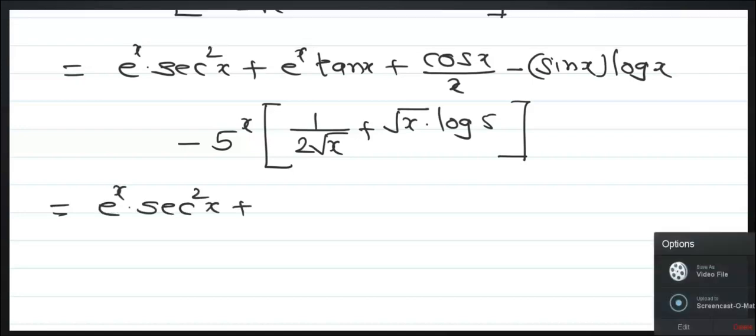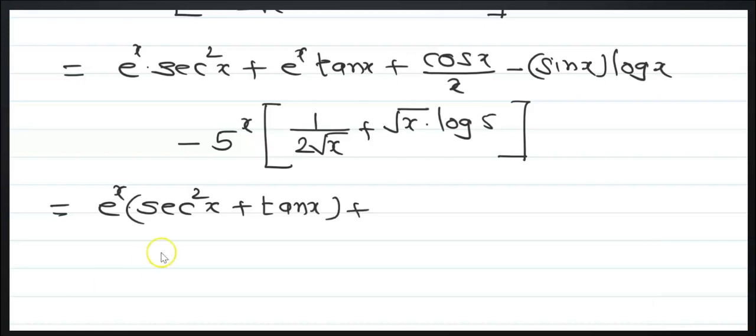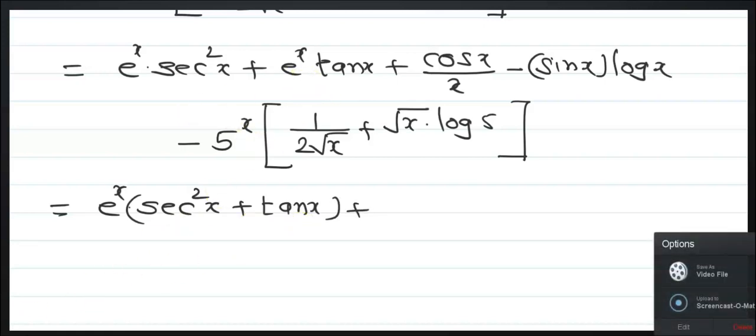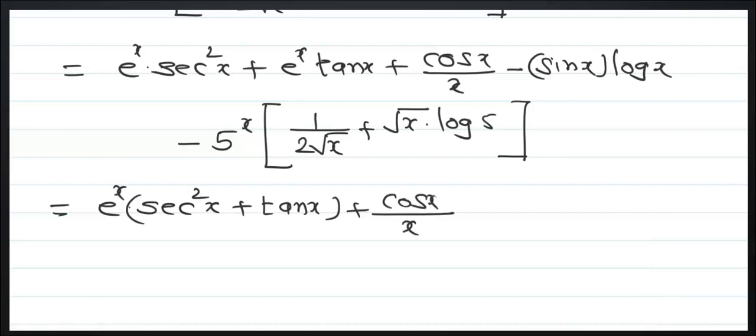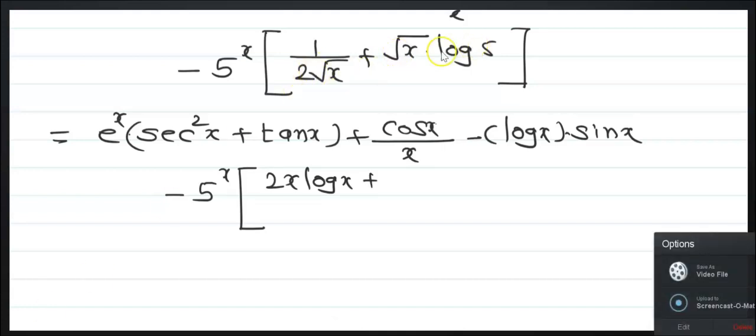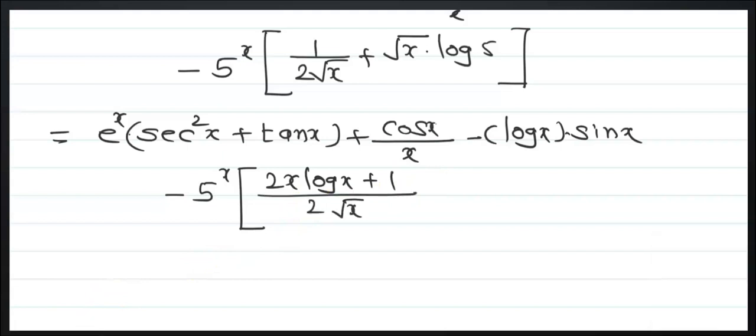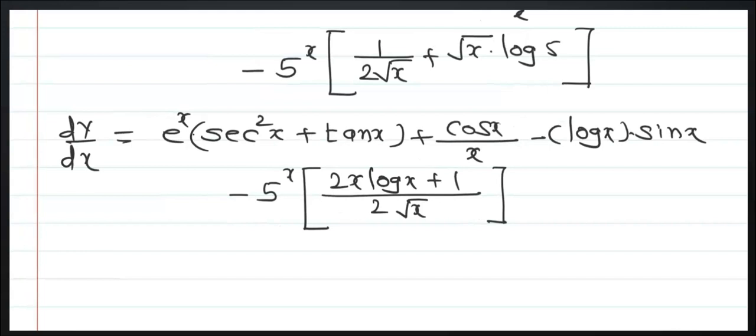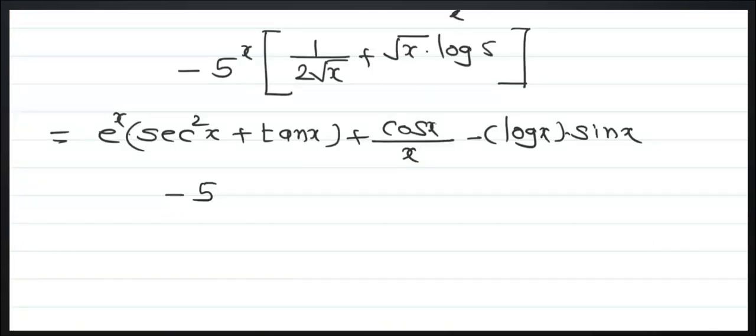e raised to x sec square x plus, if we are taking the e raised to x common from these two, cos of x upon x minus log of x into sin x, minus 5 raised to x in bracket, that is 2 root x into root x log of 5. Root x will become x. Therefore 2x log of 5 plus 1 upon 2 root x. This is the normal simplification. You can have this answer again. See this here.